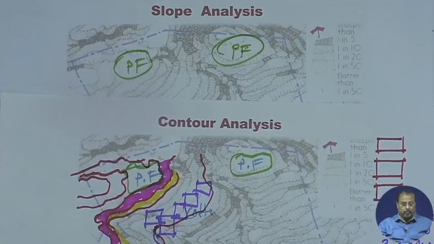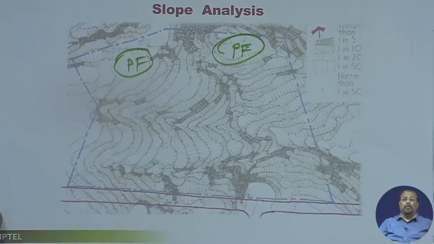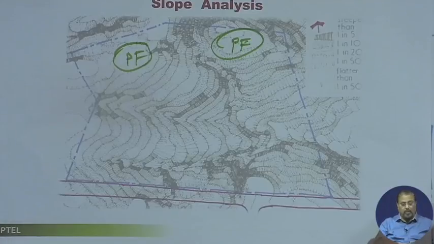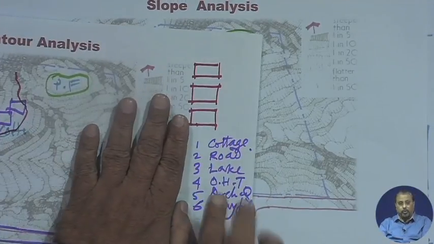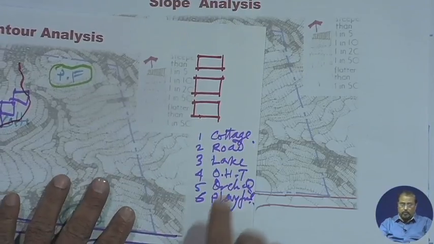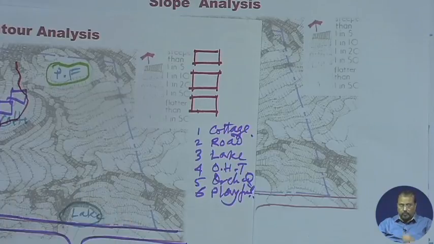I am comparing. Okay. Now in the slope analysis, basically what you will do is you will check all the functions that you have listed. An example, let me take the list that I have shown here. Don't look at the contour analysis, just take the list, look at the list. Cottage, road, lake, overhead tank, orchards and playfield.